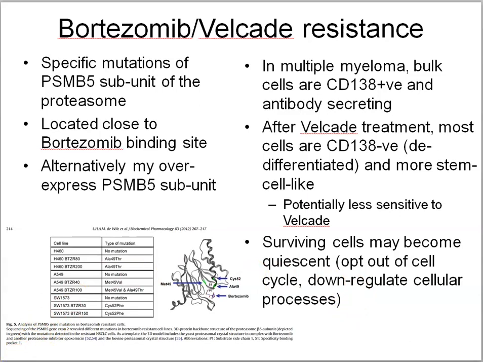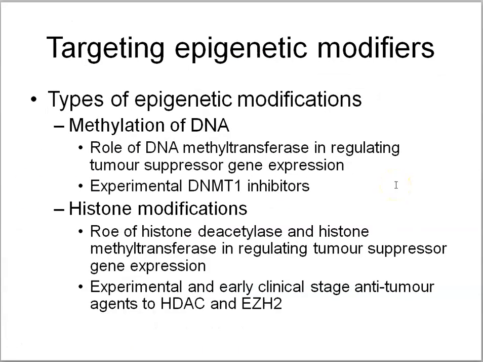So that covers this group of drugs called proteasome inhibitors, and Velcade is the main drug that you're likely to come across. So we're now going to move on to targeting epigenetic modifiers, and I'll briefly go over different epigenetic modifications and how we can target those in an anti-cancer setting, but I'll mostly be concentrating on histone modifications, but I'll briefly mention DNA methylation as well.